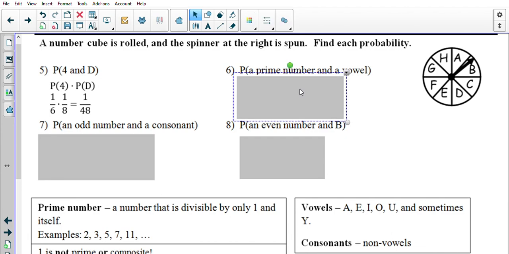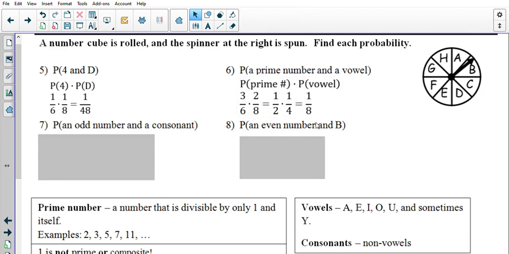Number 6, probability that you roll a prime number and get a vowel on the spinner. So for a prime number, that's going to be numbers like 2, 3, and 5. 3 out of the 6 numbers, which is 1/2, by the way. On the spinner, when we talk about vowels, we have A and E. That's 2 out of 8, which is 1/4. Multiply straight across to get a final probability of 1/8.